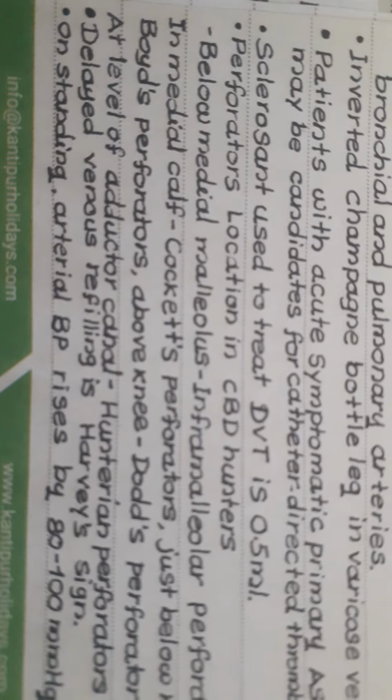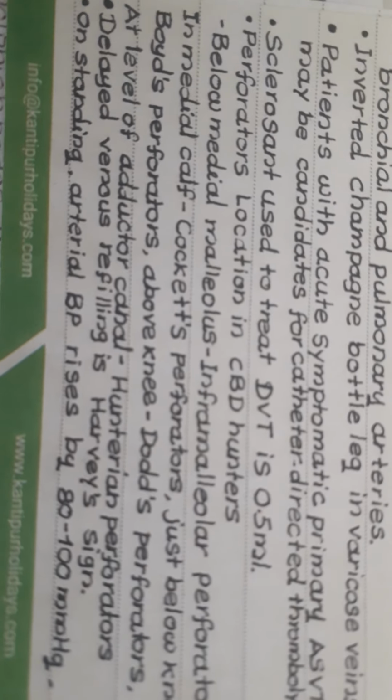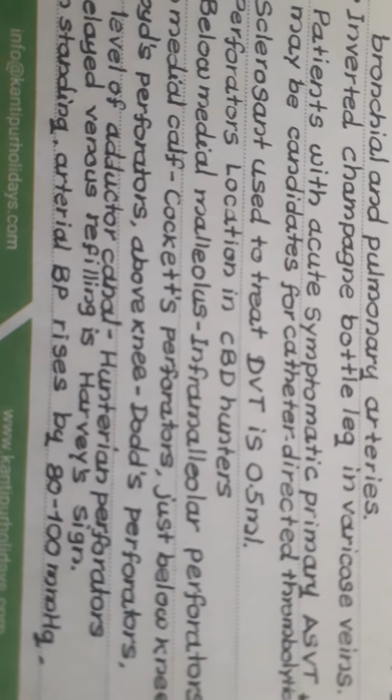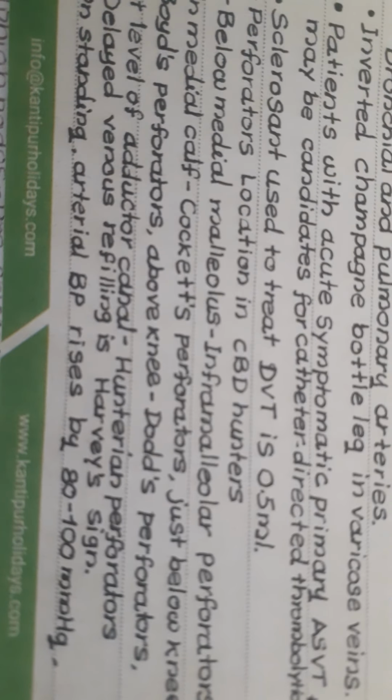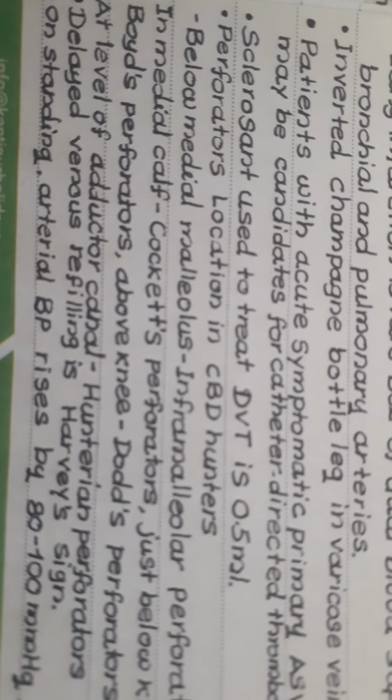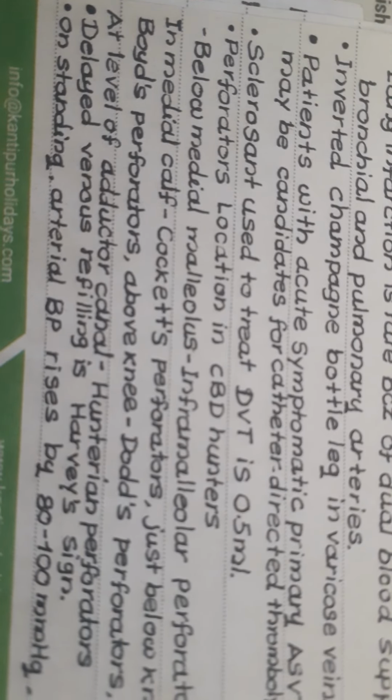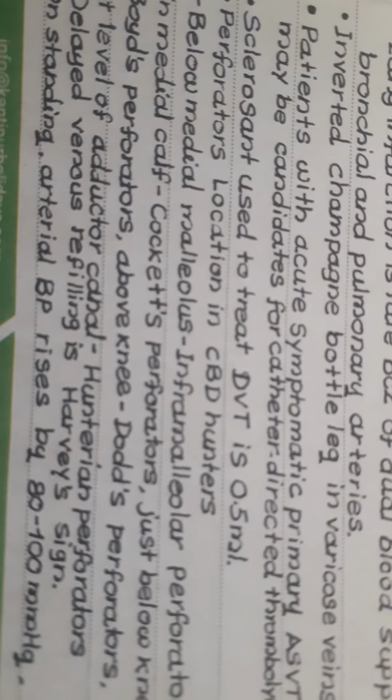Perforators location in CVD. Hunter's below the medial malleolus. Inframalleolar perforators in the medial cuff. Cockett's perforators just below the knee. Boyd's perforators above the knee. Dodd's perforators at the level of the adductor canal, and Sherman's perforators. Delayed venous refilling is Harvey's sign. On standing, arterial BP rises by 80 to 100 mmHg.